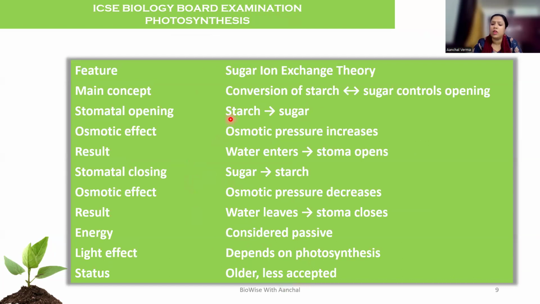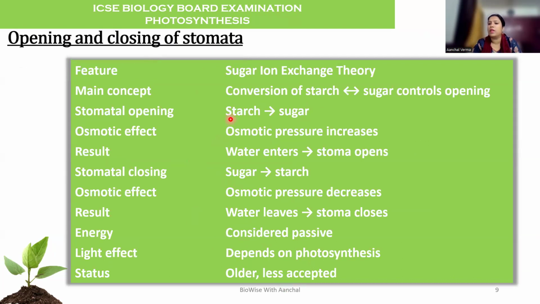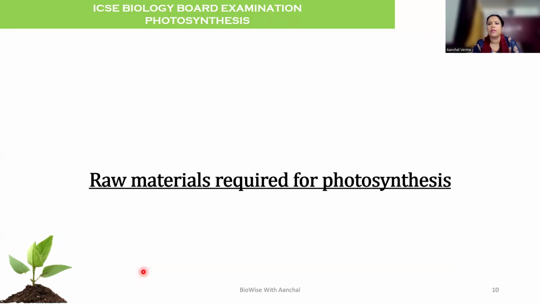Now, there's an older theory which is called the sugar ion exchange theory, where conversion of starch and sugar controls the opening. Stomatal opening: starch changes to sugar, or you can say for first photosynthesis, sugar is synthesized in the guard cells. Osmotic pressure increases, water enters, the stomata opens, and the opposite things happen. And finally, it also depends on photosynthesis because of the formation of glucose in the guard cells. Okay, it is an older theory, but still it is accepted.